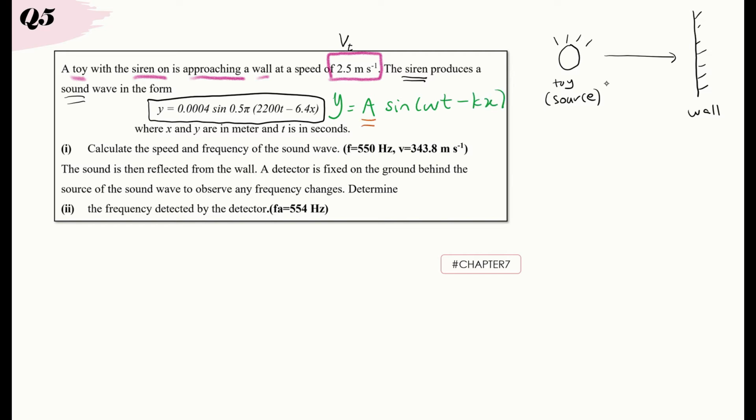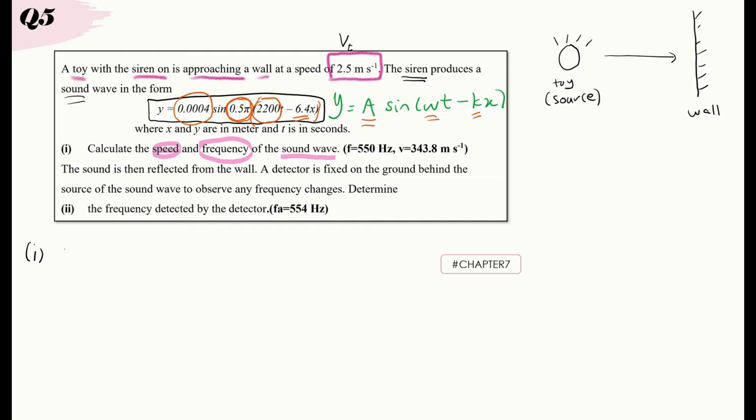So our value of a is equal to this value. Our value of omega is basically this value multiplied with this value, because we have the bracket here. And our value of k is this value 0.5 pi times the value of 6.4. Now we can answer the first question. We need to calculate the speed and the frequency of the sound wave.